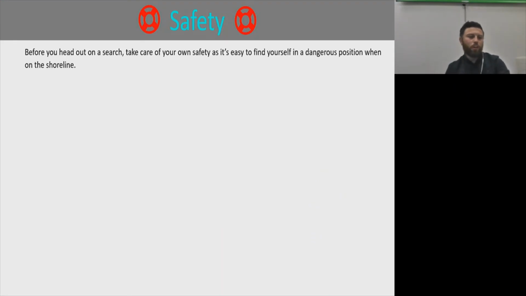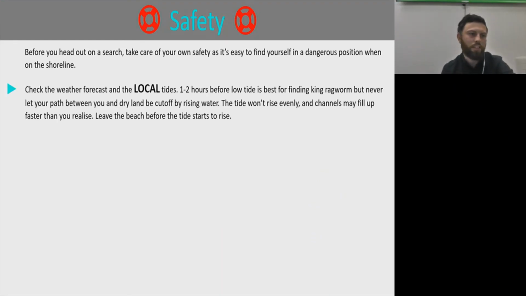But before you go, bit of a safety talk. Before you go out on a search, always remember to look out for your own safety. It's super easy to get yourself into a dangerous position.